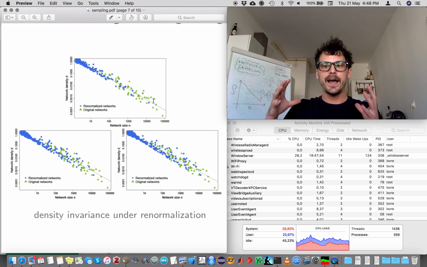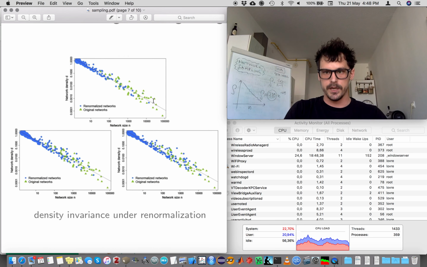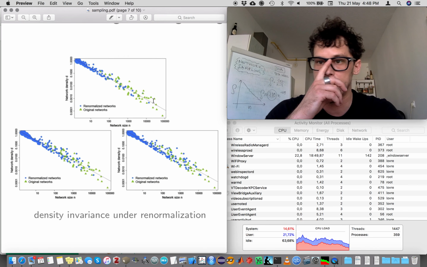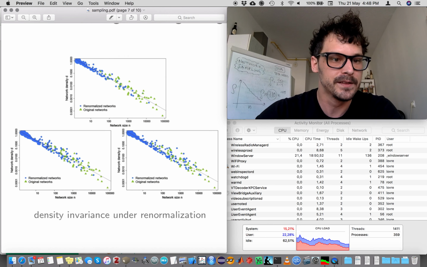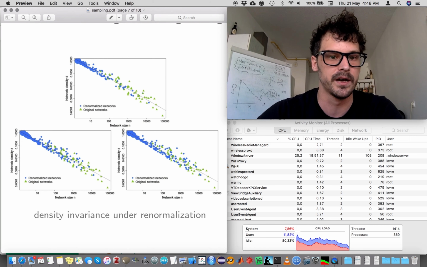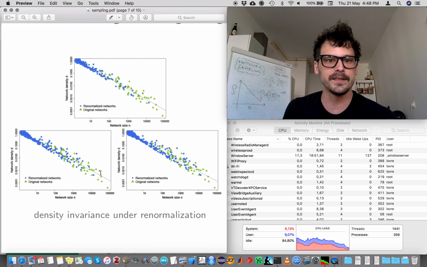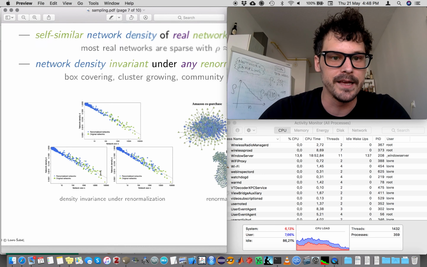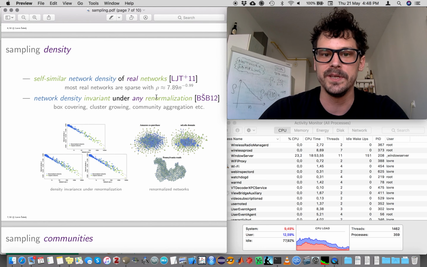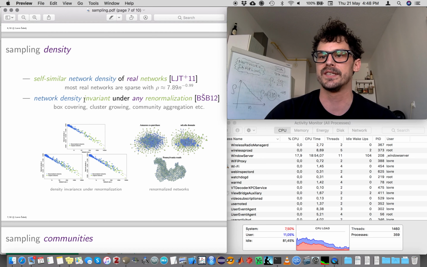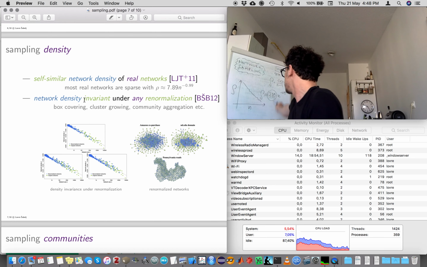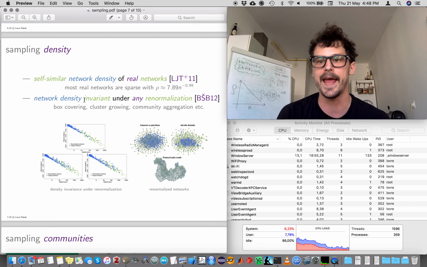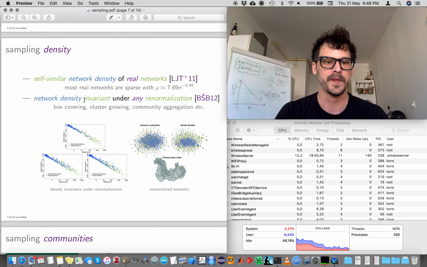Then what we have done is that we have used some renormalization technique like community aggregation to get smaller and smaller networks, and also plotted their density and size on the same plot. These are the blue circles here on the plot. And you can see that it still retains some nice power law scaling. Basically saying that under any of these renormalization techniques, the network density is invariant. So it follows this formula, so that the density scales as n to the power of minus 1.